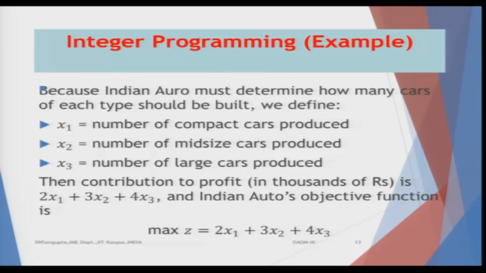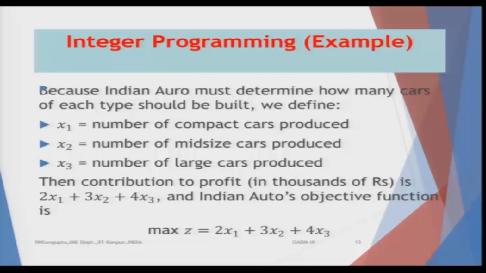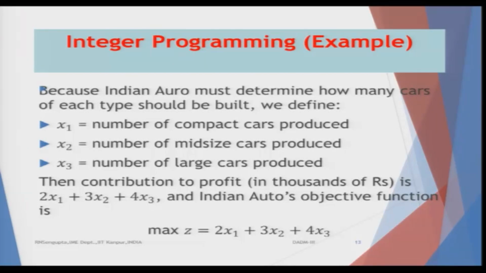Now, because Indian Auto must determine how many cars of each type should be built, we define the following variables. X1 is the number of compact cars, and obviously they would be integers, they cannot be continuous, like you cannot produce 2.57 cars or 100.792 cars. X2 is the number of mid-size cars produced, X3 is the number of large cars produced. Hence, with 2,000 from the small, 3,000 from the middle and 4,000 from the big cars, the maximization problem in thousands will be 2,000 x1 plus 3,000 x2 plus 4,000 x3.